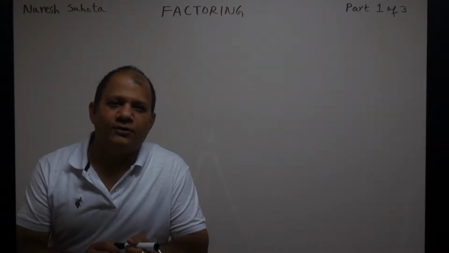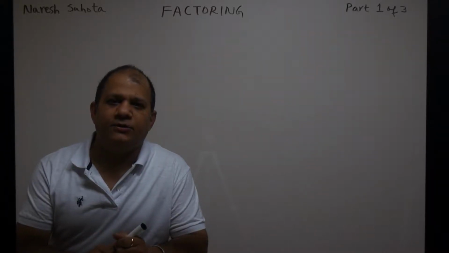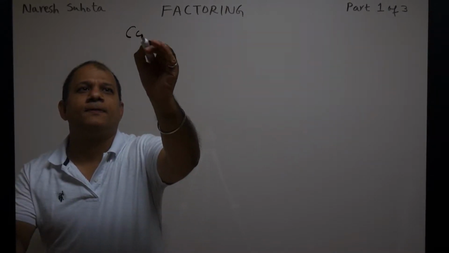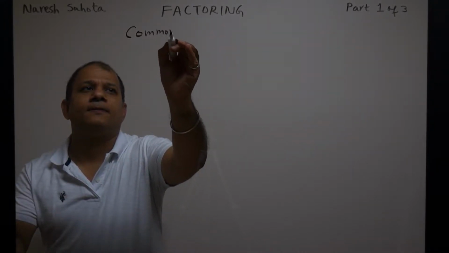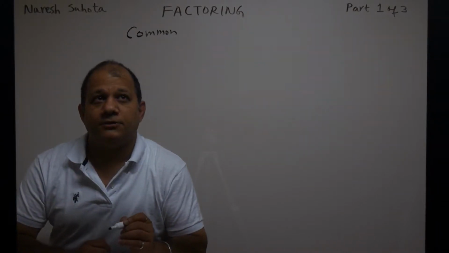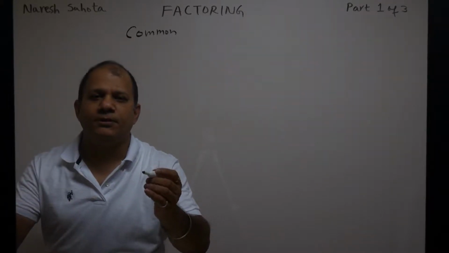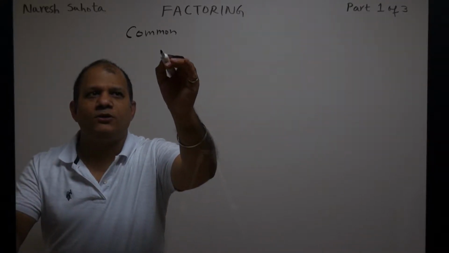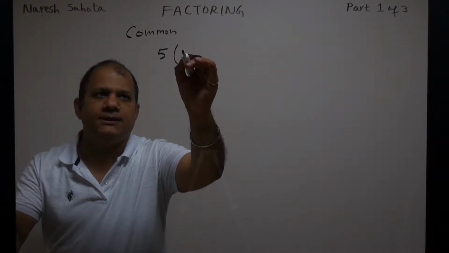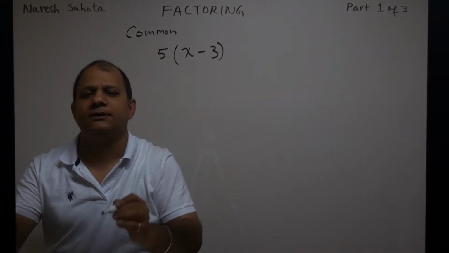In this tutorial we're going to learn factoring. The first type of factoring we're going to learn is called common factoring. So before we start working on common factoring, let's just do a simple multiplication first. What if we are to multiply 5 times, let's say, x minus 3 in brackets?